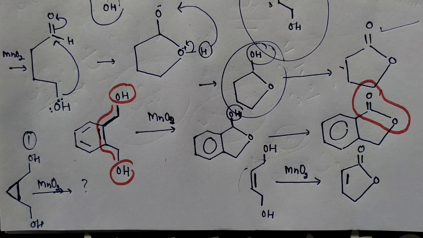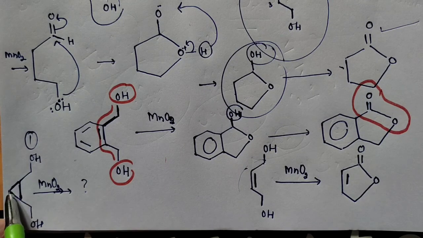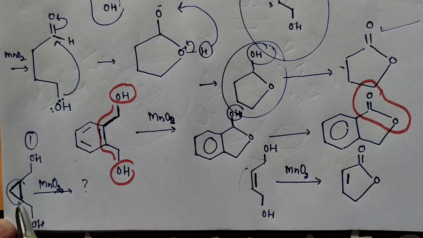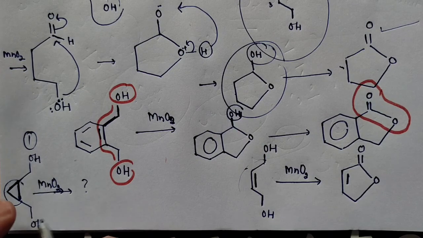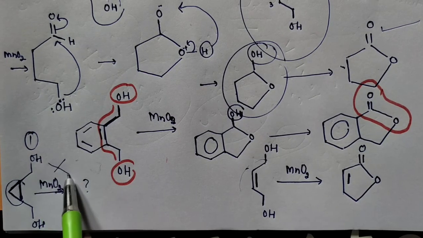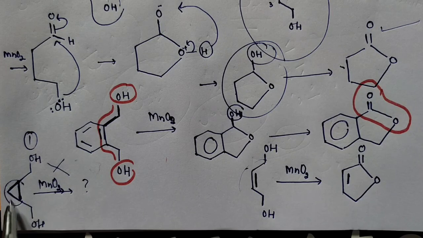This is an exceptional case. When MnO2 is treated with this type of compound where we have a cyclopropane ring, it doesn't work. Because the carbons of the cyclopropane ring, these groups are far apart, so there is no chance of this cyclization. In this case the compound that would form is not stable normally. So there is no reaction with the MnO2. But yes, you can form the lactone with other reagents like PCC or silver carbonate. But with MnO2 it doesn't undergo any lactone formation. Remember this when you have a cyclopropane ring.